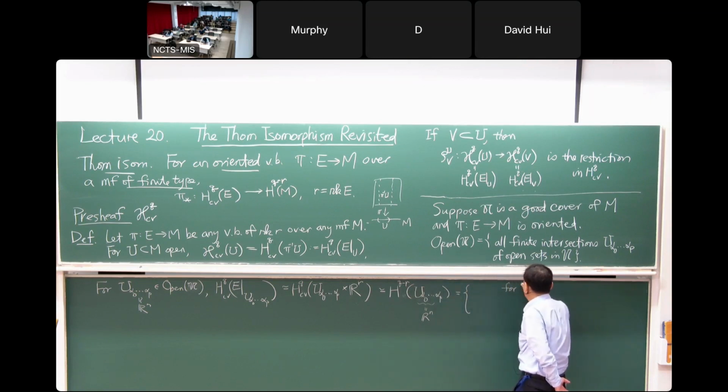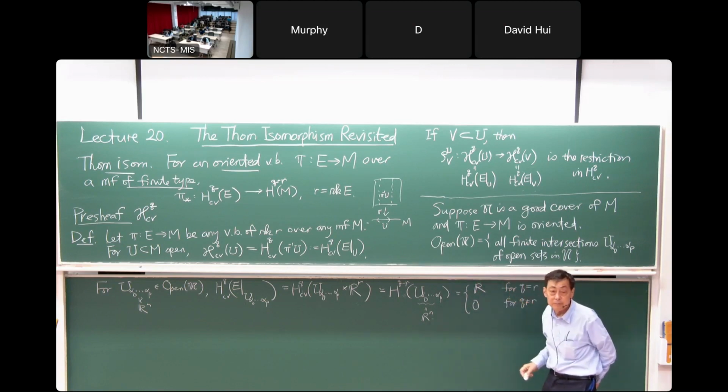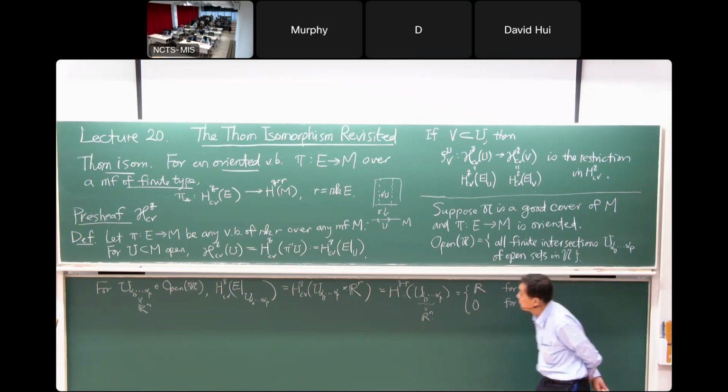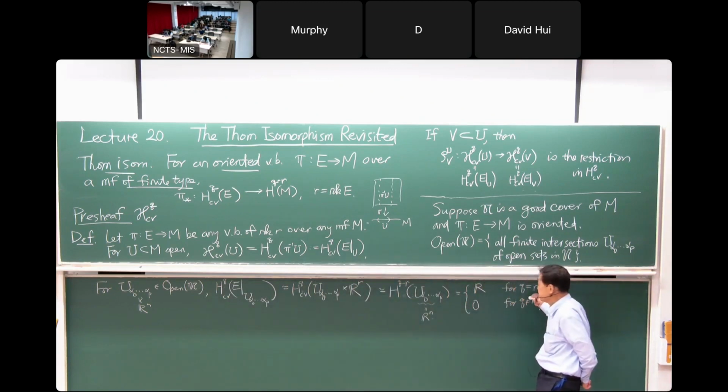So when Q is equal to R, you get R. And when Q is not equal to R, the cohomology of Rn is 0. Yes. So what this says is that on this open cover, the cohomology with compact vertical support exists only in one dimension.